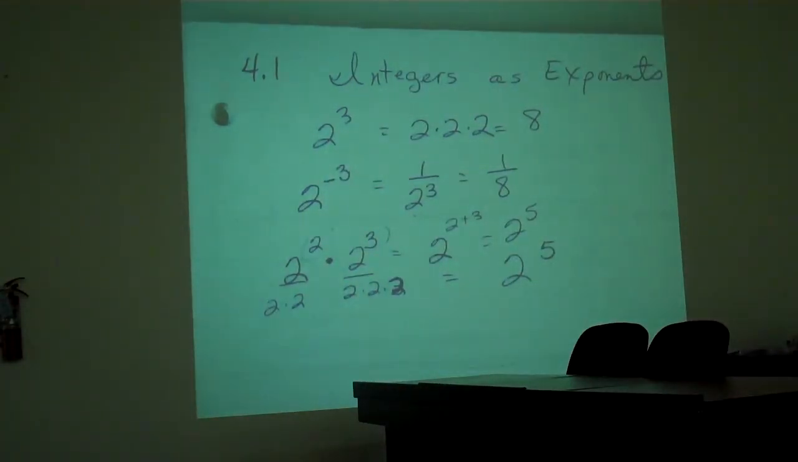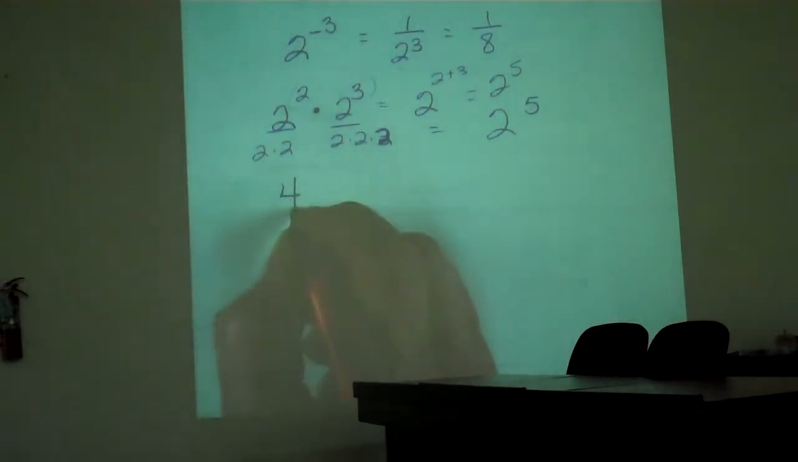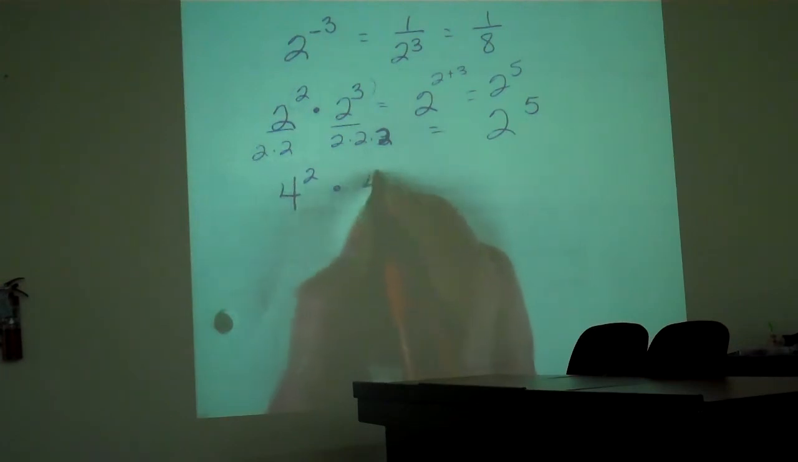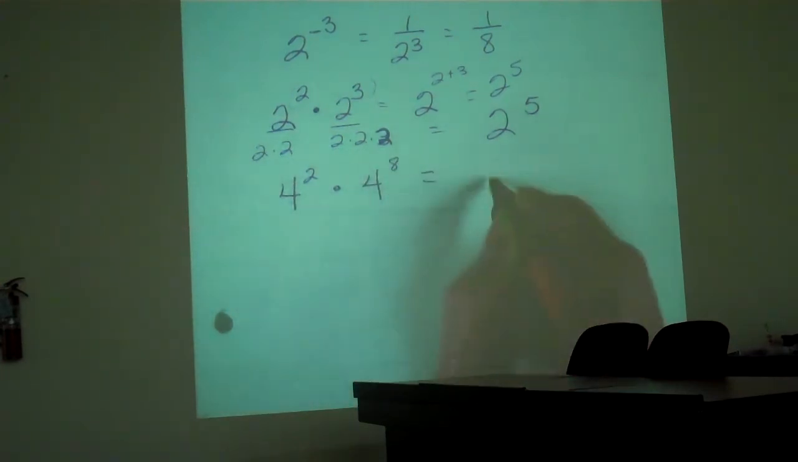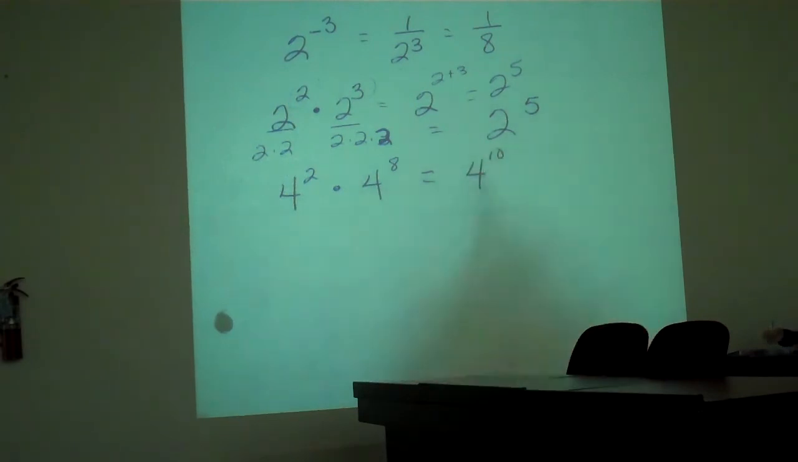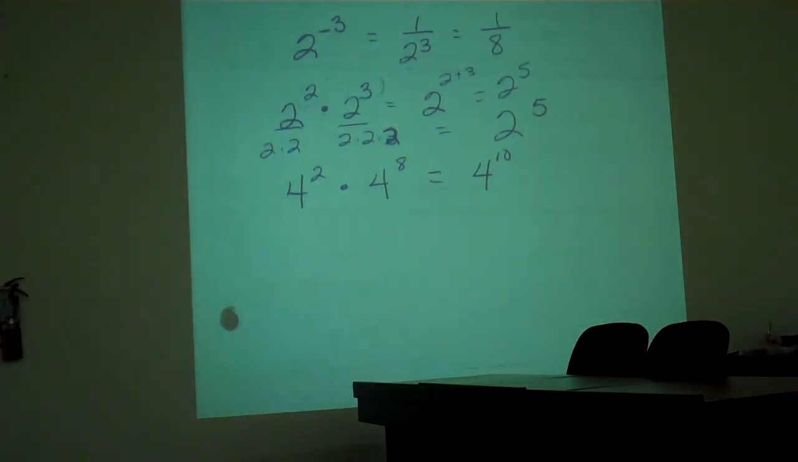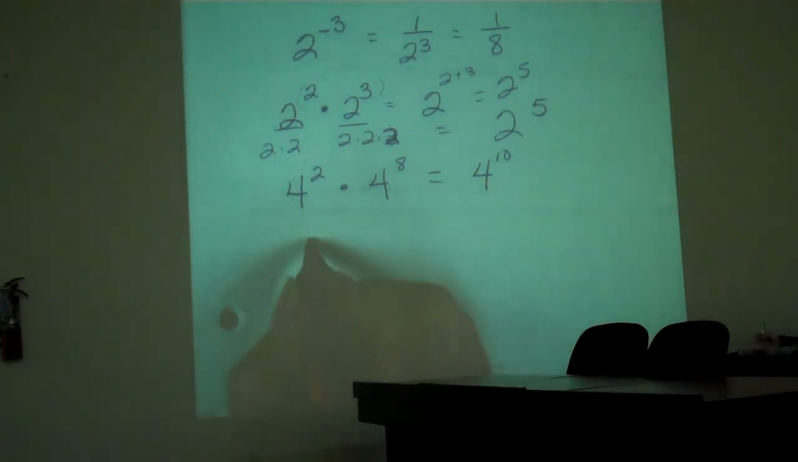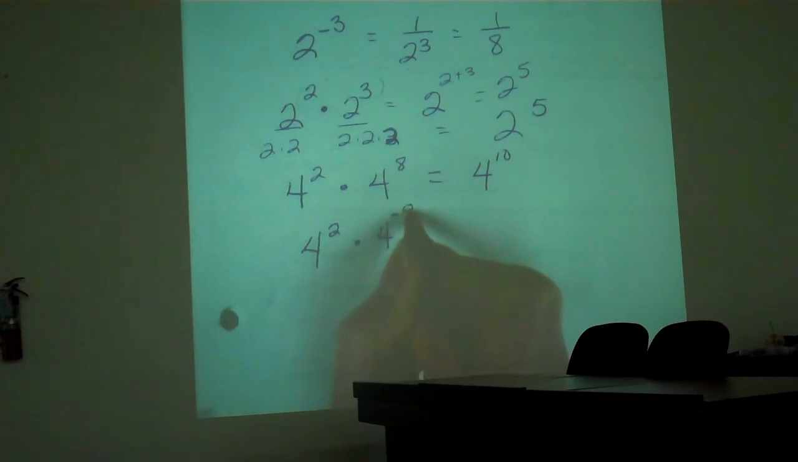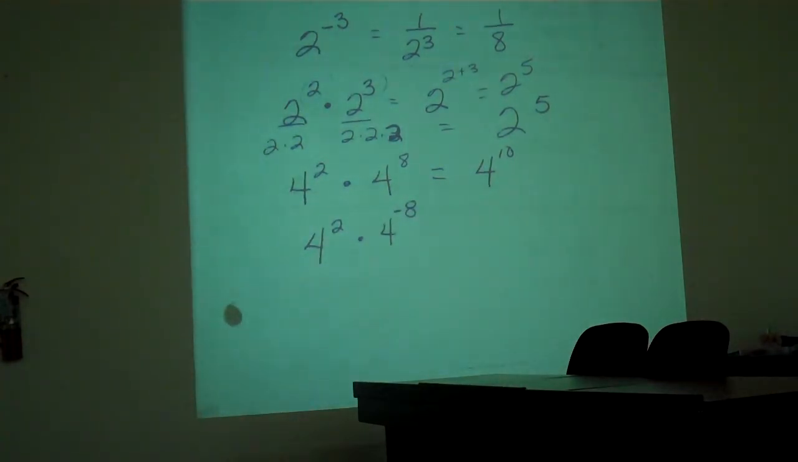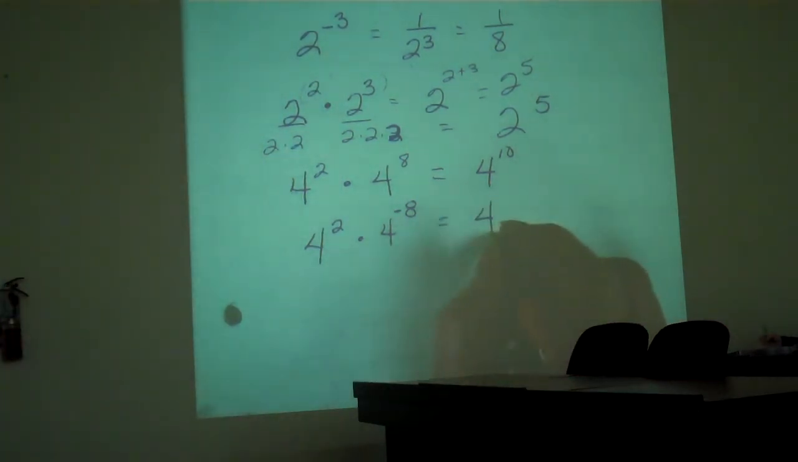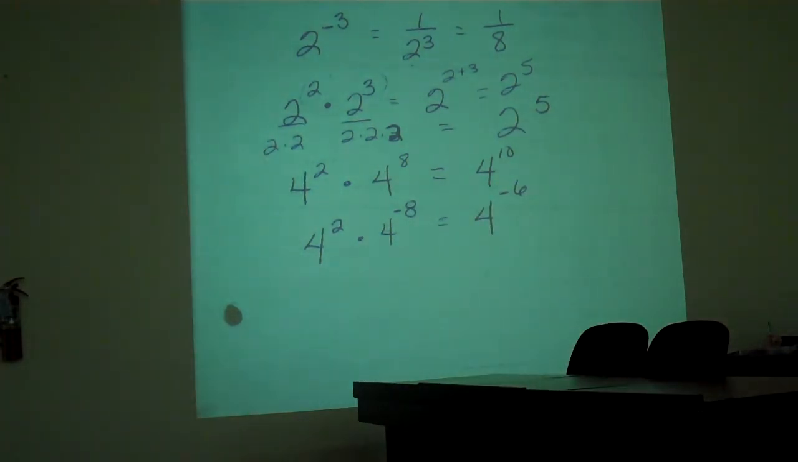Okay? So let's say you have 4 to the second power times 4 to the 8th power. What is that? 4 to the 10th power. Okay? Just add the exponents. Let's say one of these would be a negative. Let's say 4 to the second power times 4 to the negative 8. You're going to add 2 plus negative 8. So that would be 4 to the negative 6 power. Okay?